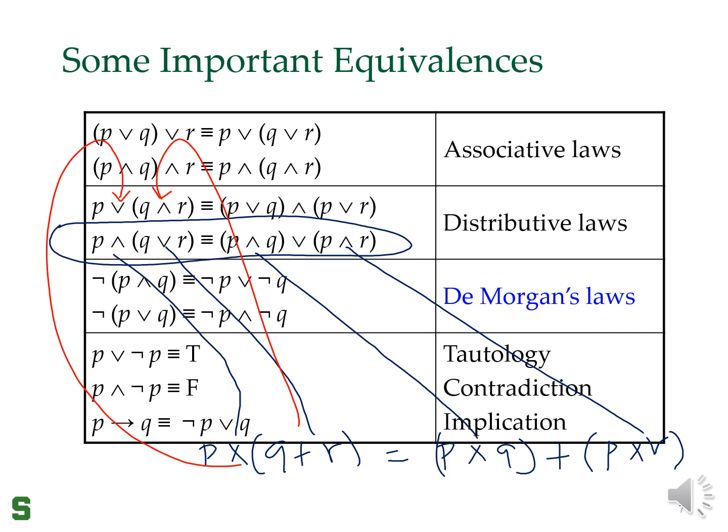Now, in arithmetic, we have only one distributive law, namely multiplication distributes over addition. We don't have the other law, which would be like P plus Q times R, trying to distribute the addition over a multiplication. We don't have a corresponding law in arithmetic. However, in Boolean logic, we have both the distributive laws, that is, conjunction distributes over disjunction and disjunction distributes over conjunction.